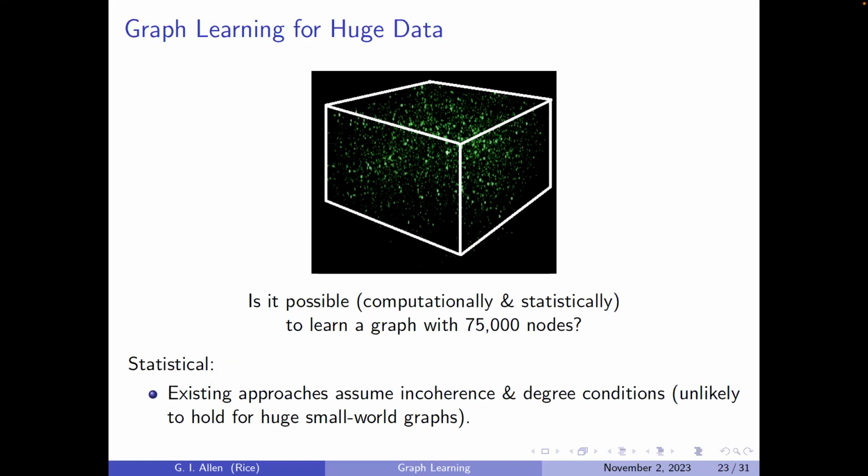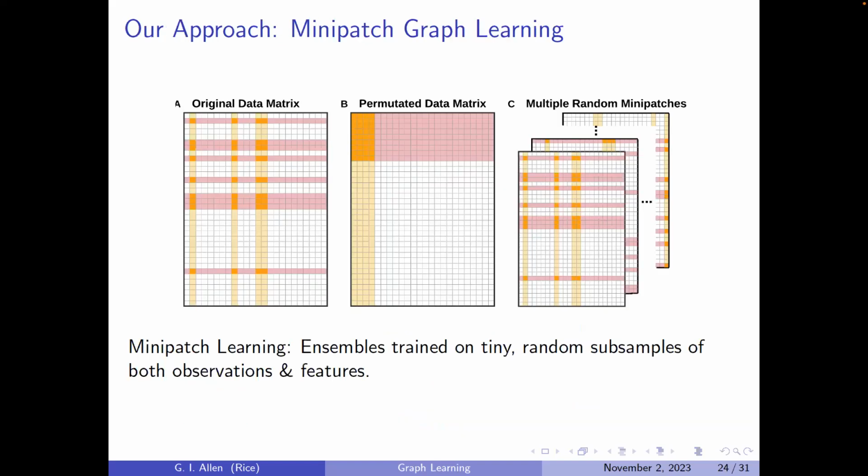But more importantly, statistically, the conditions under which all of our graph estimates are consistent rely on degree conditions. And we know the synaptic degree of each of these neurons is on the order of 20,000 to 100,000. No joke, that's the synaptic connectivity degree. So these are super well connected neurons. And so it's very unlikely that statistically we could learn the graph for these huge graphs.